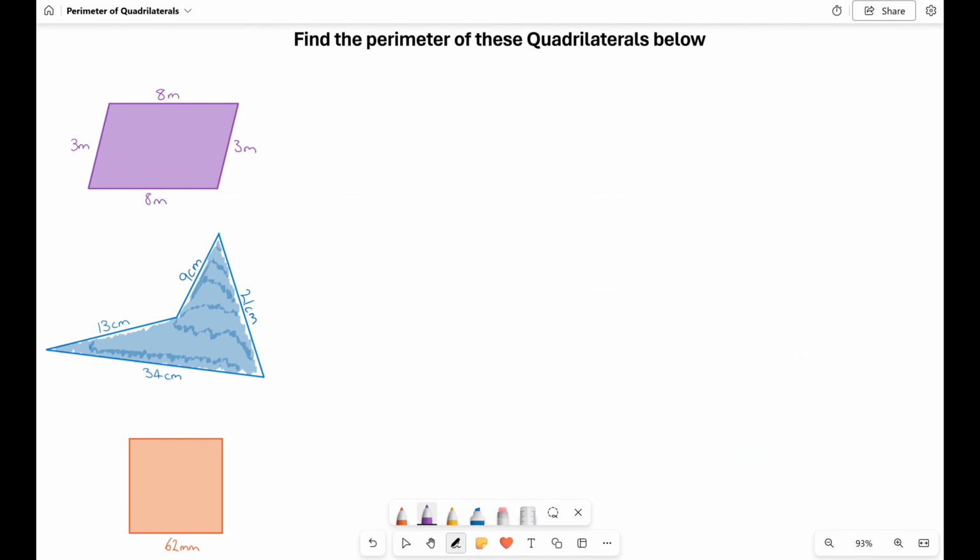Let's go. Here are some examples of finding perimeters of quadrilateral questions. All of these shapes have four sides. Even that funky looking shape that I made in the middle has four sides as well. So the first shape is a parallelogram and all the sides are labeled, so we're literally going to add them all up. So the perimeter P of this parallelogram is equal to 3 plus 8 plus 3 plus 8. 3 plus 8 is 11 plus another 3 plus 8, which is 11. 11 plus 11 is 22 meters.